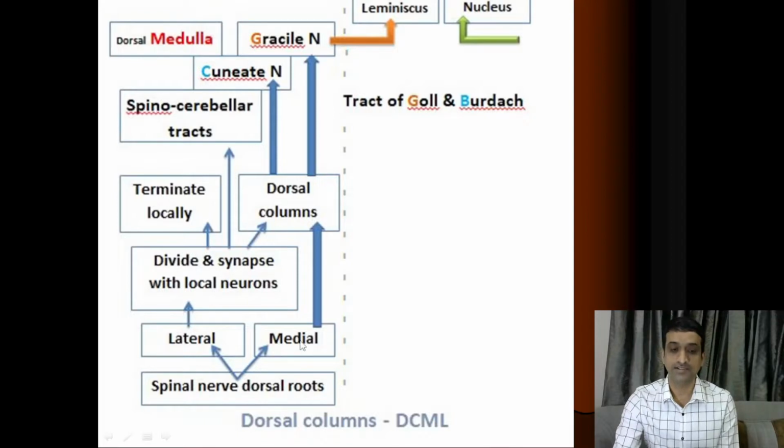The medial branch ascends non-stop as dorsal columns up to the medulla oblongata. This is the level of the medulla oblongata. Then we will come back to the lateral branch. The lateral branch divides and synapses with local neurons. The purpose of the local neurons is to perform three major functions. Number one, the majority of the fibers will come back and join the dorsal columns, joining the medial branch so that they ultimately go to the medulla oblongata. The second group terminates locally to maintain local spinal cord reflexes.